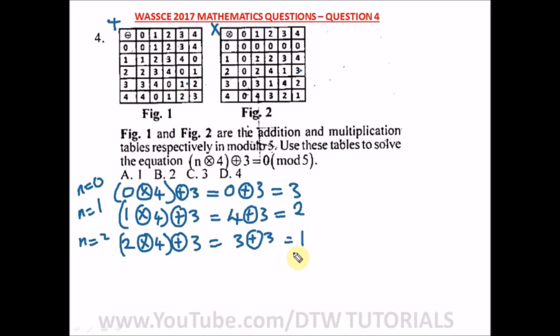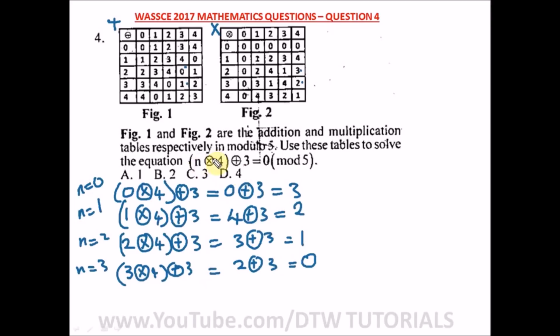So let's try n as 3. So let's put 3 here times 4 plus 3. Okay, so what's 3 times 4 on our multiplication table? We have 3 here and 4, so we have 2. Okay, so 2 plus 3 in our modulo table, what will this give us? This is 2, and this is 3, so it gives us 0. Okay, so definitely this is correct.